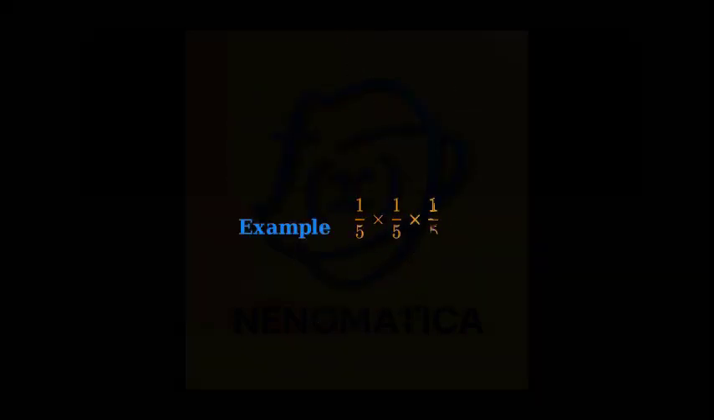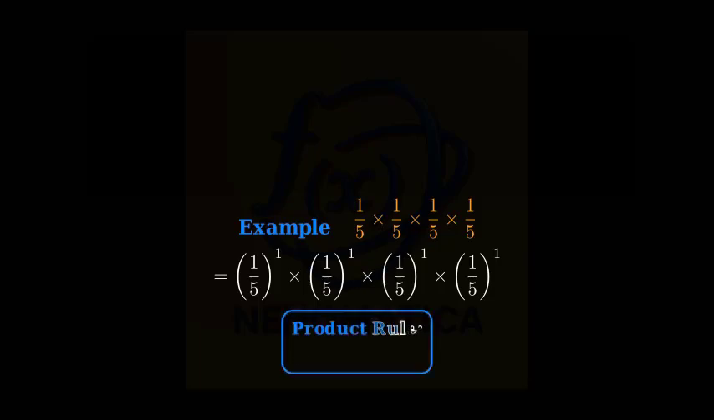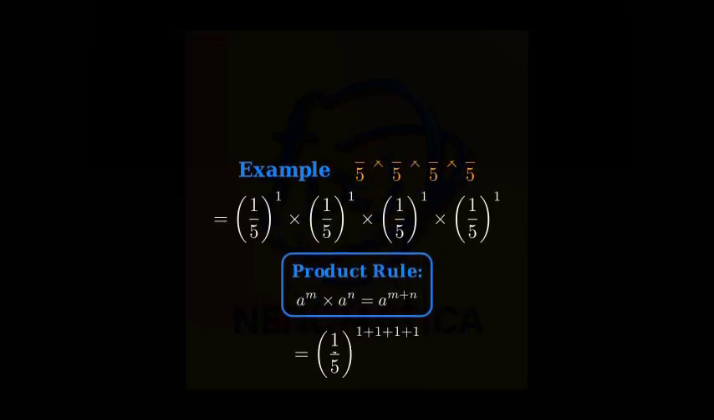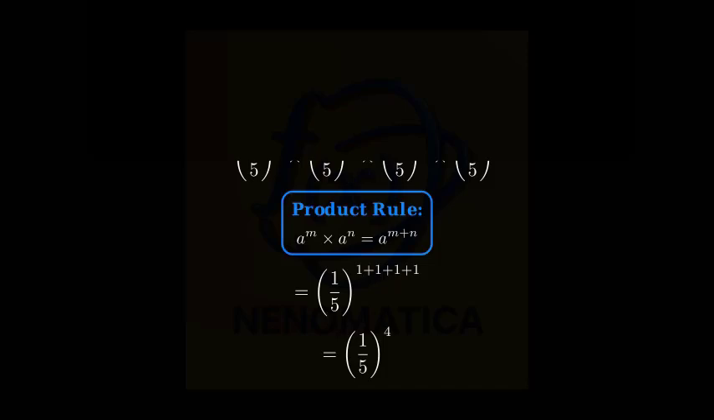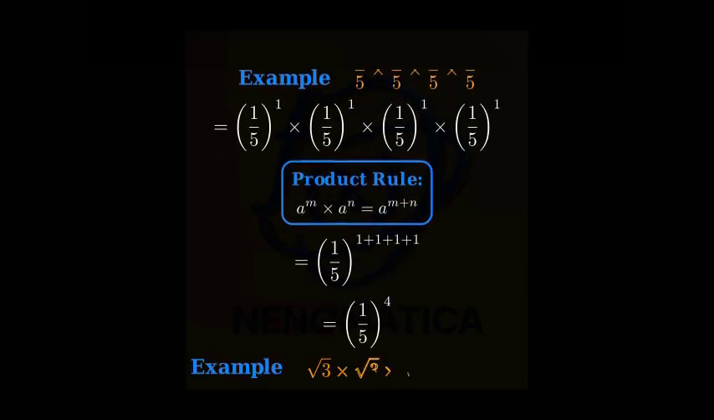Let's start with our first example. We have 1/5 times 1/5 times 1/5 times 1/5. When we multiply the same base multiple times, we can rewrite each term with an exponent of 1, as shown here. According to the product rule for exponents, when we multiply powers with the same base, we add the exponents. So we get 1/5 raised to the power of 1 plus 1 plus 1 plus 1, which equals 1/5 to the power of 4.